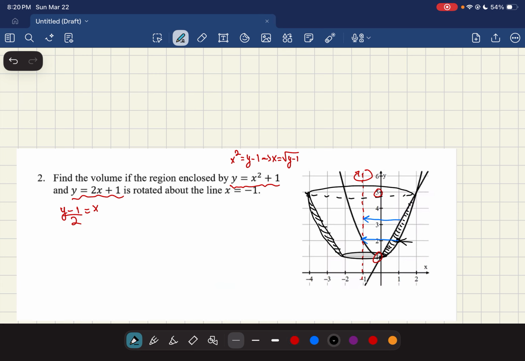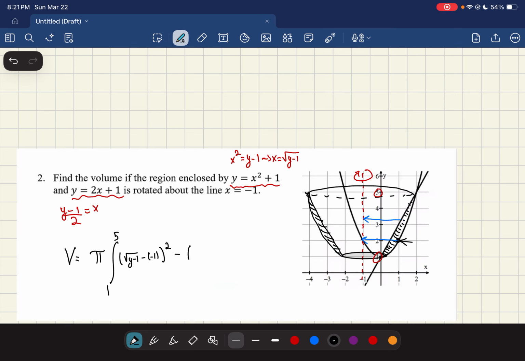So I'm going to start by answering the question and say that the volume is going to be pi. Integration from where to where? 1 to 5. Big radius. The big radius is going to be from this, so the bottom arrow over here, which is going to be square root of y minus 1. And then it goes to the left until it reaches x is equal to -1. So minus 1, all of it to the power of 2, minus.